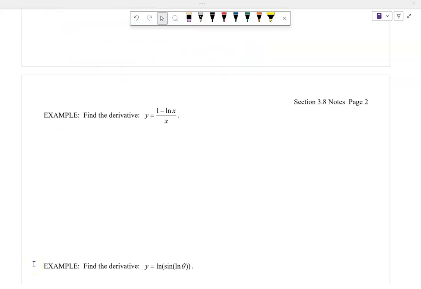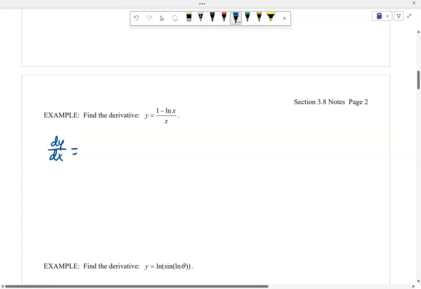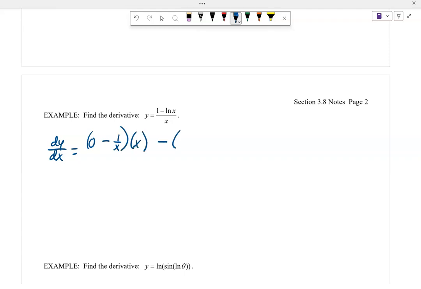Here I'm going to use the quotient rule on this next one. And it of course involves that natural log there. So the quotient rule says I take the derivative of the top. So the derivative of the top is 0 minus the derivative of the natural log, which is 1 over x. So there's the derivative of the top times the bottom, minus the top, and then the derivative of the bottom, the derivative of x, is just 1.